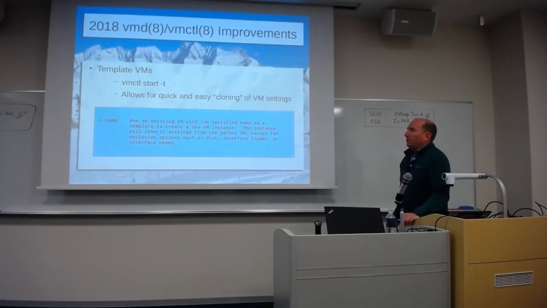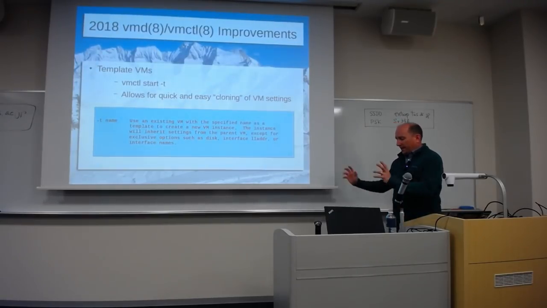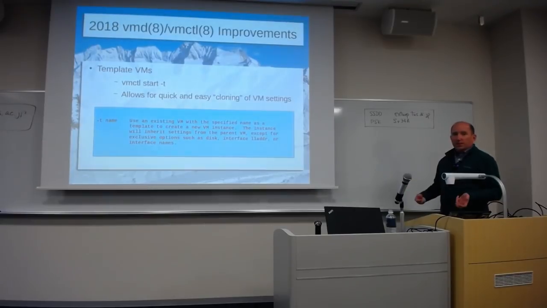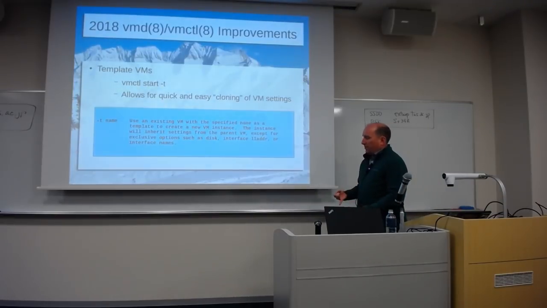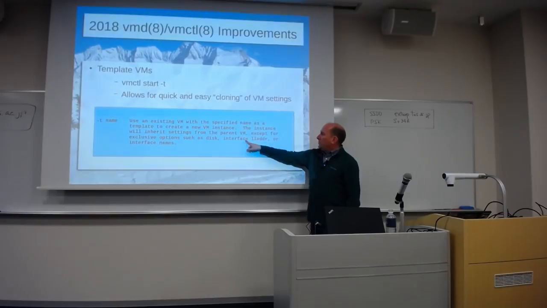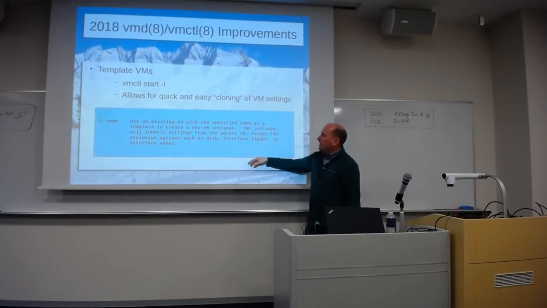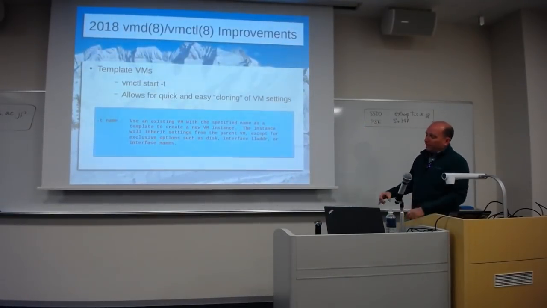Template VMs were a new addition also last year. So we have a vmctl start -t option. Basically what that says is take an existing VM and clone all of its parameters except the disk and the network. So if you have a memory configuration or CD-ROM configuration or switch configuration or anything like that, it's inherited, but the link-layer address obviously is not, which is the MAC address, and the interface name as well. So if I want to create a stanza in vm.conf that allows me to create a template, I can simply manufacture 100 VMs really quickly this way, just changing the variable parameters.